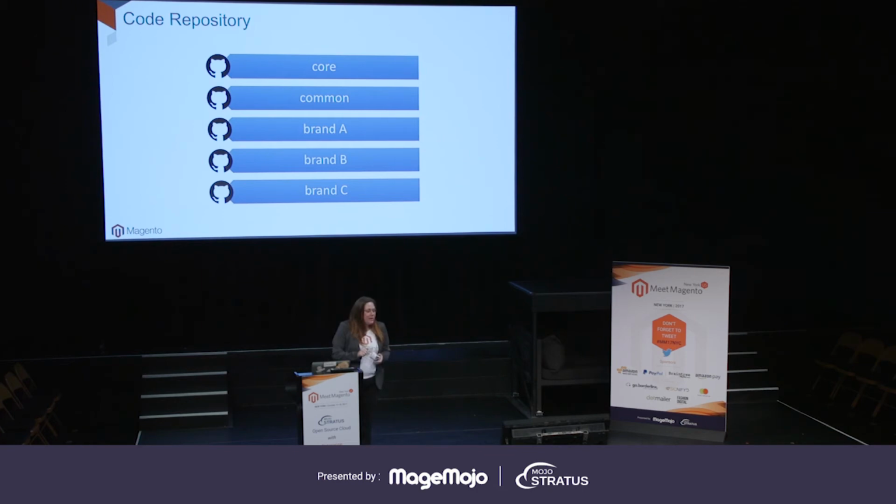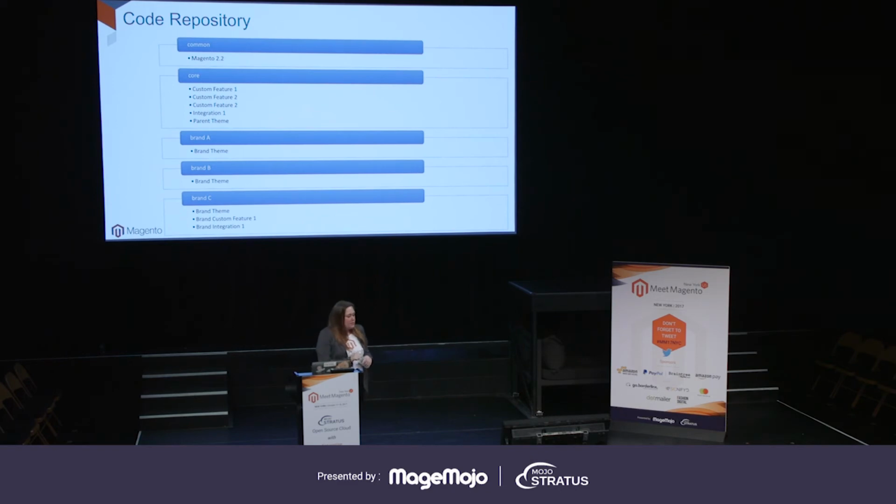This is what the code repository might look like. So in core, that's where we have the Magento application. In common, that's our reference architecture, all our shared code. And then each brand has their own repository with hopefully just a few customizations and their theme and any of their brand files. And then just a little bit more detailed look at what the code repository looks like. Had to throw some technical slides in there.